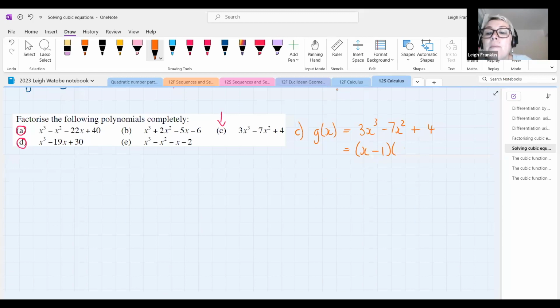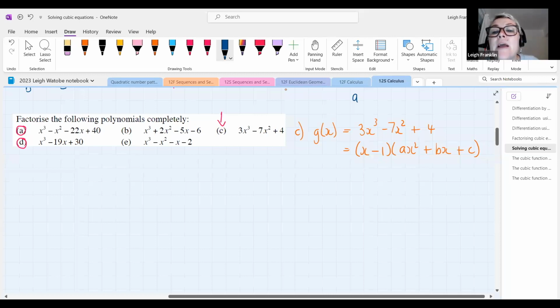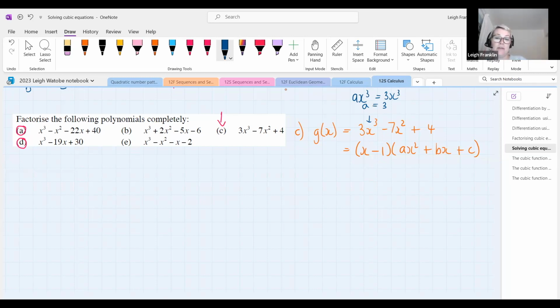So over here, I'm going to call this ax squared plus bx plus c. When I want to work out the value of a, I'm going to multiply x with ax squared. That gives us ax cubed. And when I come back here, I can see that it's equal to 3x cubed. So that means that a is equal to 3 in this case. Not 1, but 3 in this case.